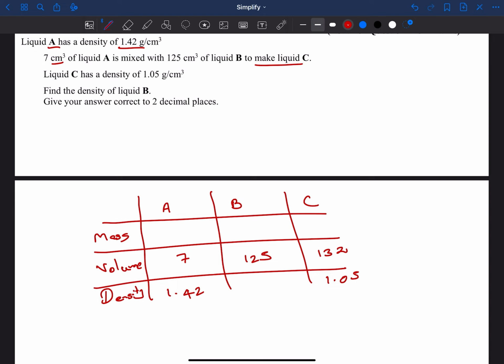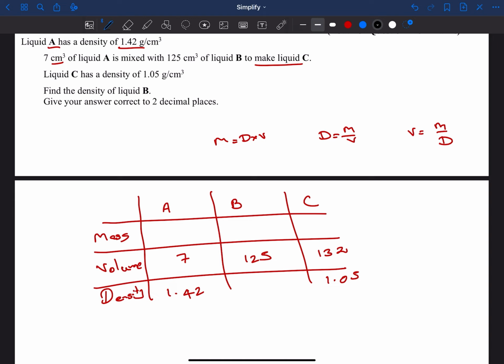Okay, let's start working out. Remember the formulas. Mass equals density times volume. Density is mass over volume. Volume is mass over density. You must have these memorized. You always work column first. Let's see the columns, what we can do.